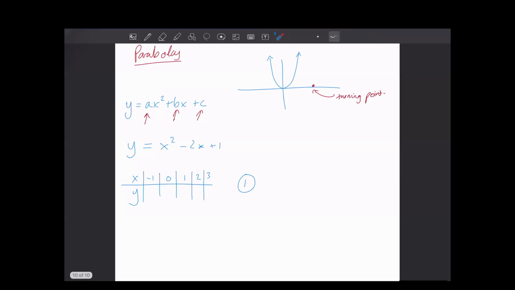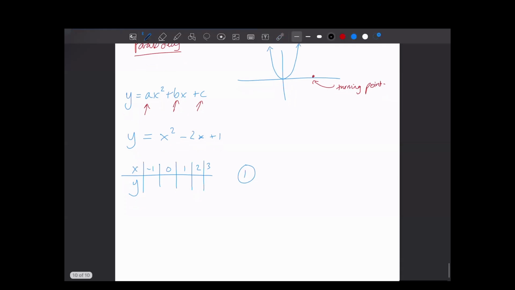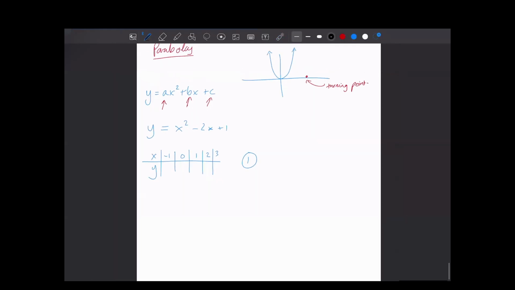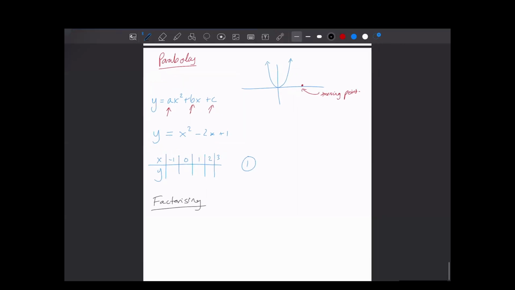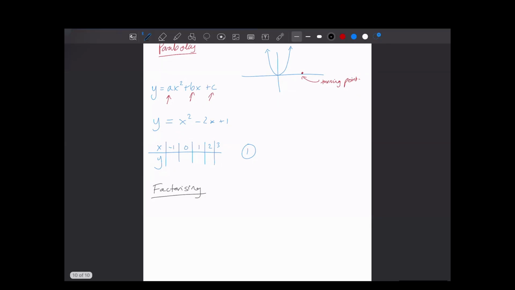And for that purpose, there's one key technique or key skill that you learn when doing parabolas, which is factorizing. Have you learned this yet? How would you describe what the technique or process of factorizing is? It's what you do to make a quadratic.